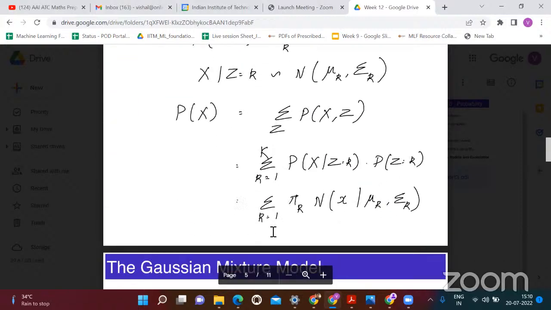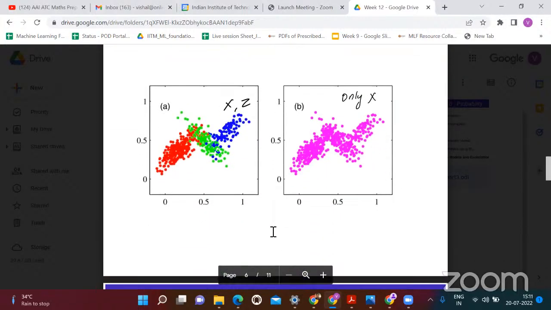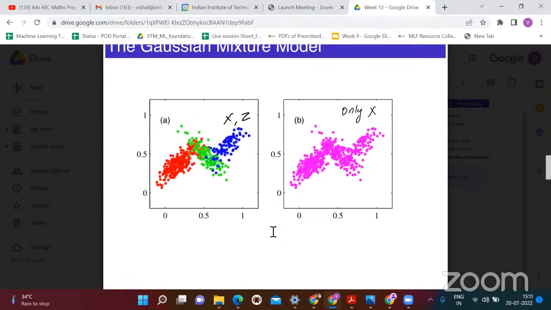One method is there. For example, there's a method that we'll discuss later. First, we'll go through this data set. In the first plot, you can see the color coding, or you can say the parameter, has been given.